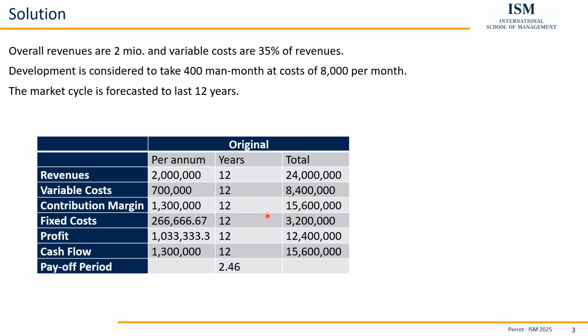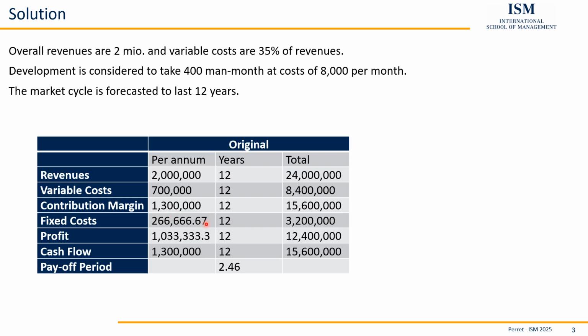Then I need to consider the fixed costs. Fixed costs are the costs of development in this regard. So they result from the man-months and the costs per month. So here I'm multiplying 400 and 8,000, giving me 3.2 million fixed costs. These, however, are fixed costs which occur only once. That's why I'm noting them on the right side for the whole project. However, I want to have a calculation also on a per annum basis, so I have to divide those by 12 to get a value per year. Having this one here per year, I can subtract the fixed costs from the contribution margin, giving me an estimate of my profits per year in total. And since I do not have any additional information, I can assume that the cash flow each year equals the contribution margin.